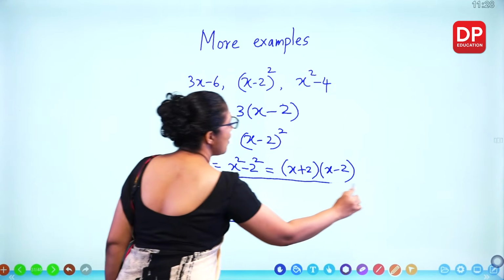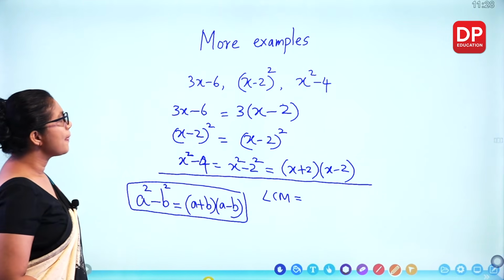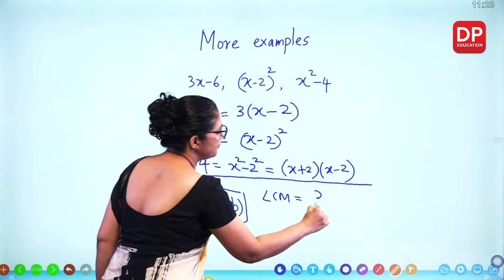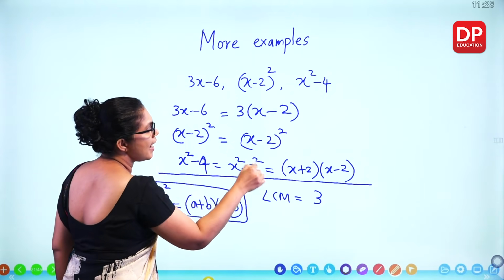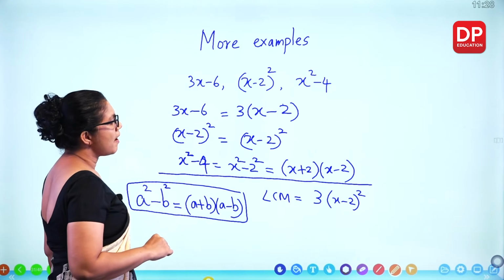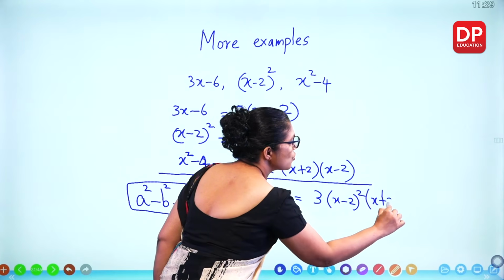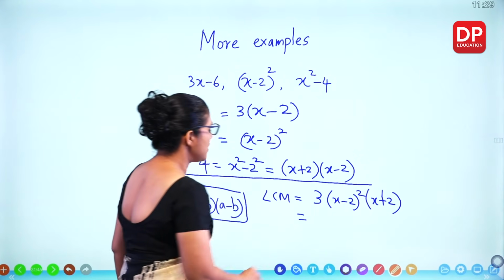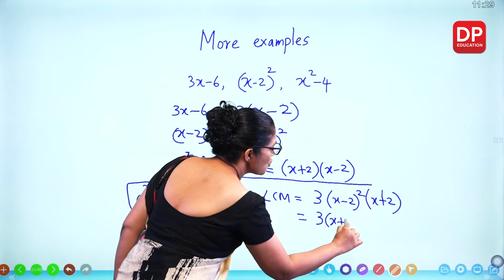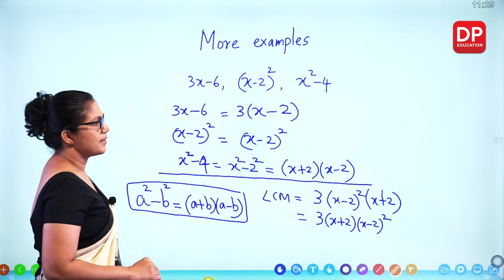Now I can find out the lowest common multiple or least common multiple. So when you look at this one, there's 3. And x minus 2, what's the highest power? X minus 2 squared. What's the highest power of x plus 2? You get 1, x plus 2. So what's the lowest common or least common multiple of this? You can write 3 times x plus 2 and x minus 2, whole thing squared.